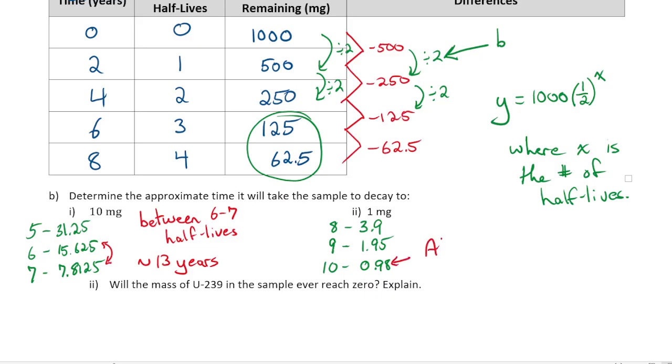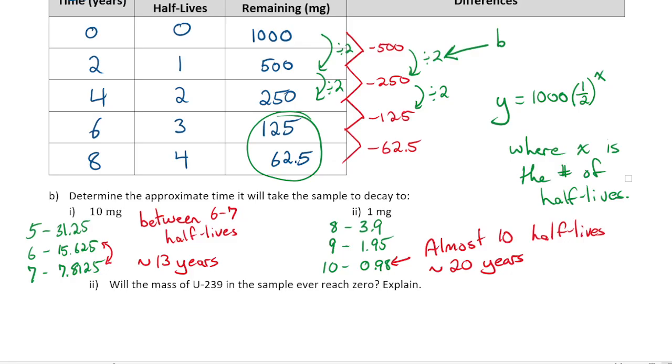So the final case will be really close to that. So it'll take almost 10 half-lives. And if each half-life is 2 years, that means it'll be about 20 years, a little under 20 years. Okay? So that's all that takes.